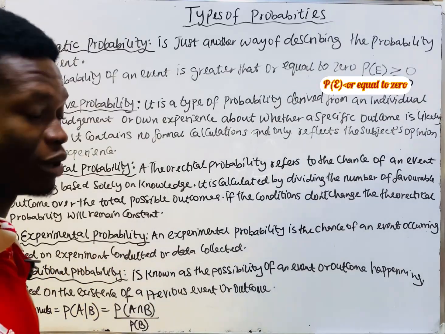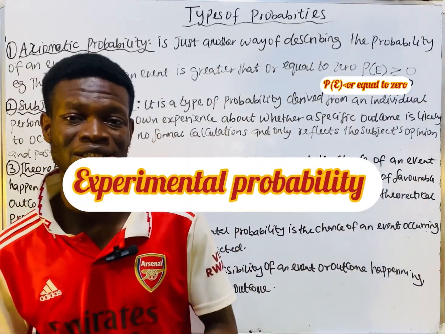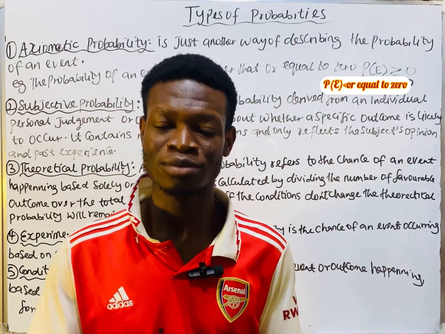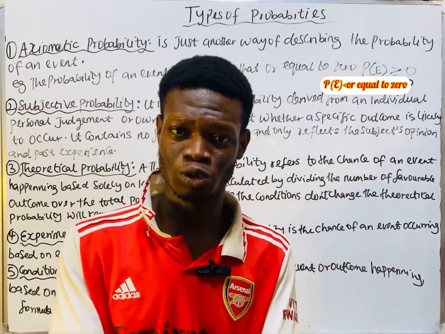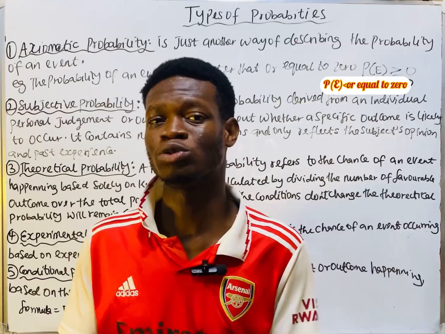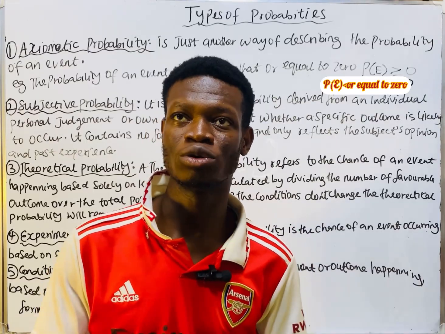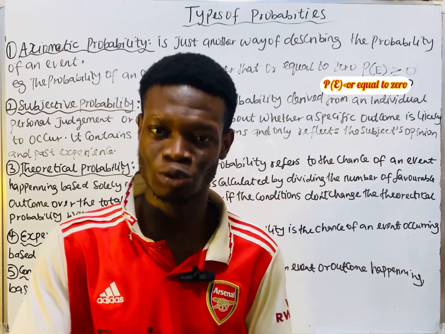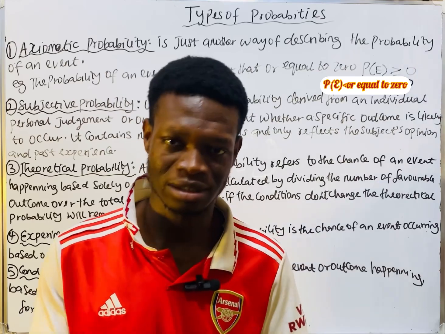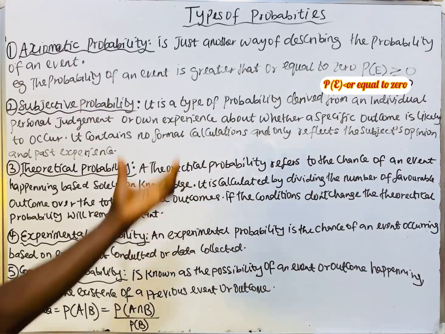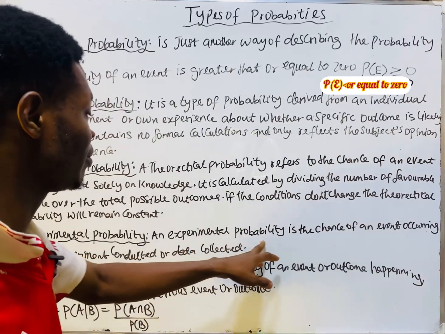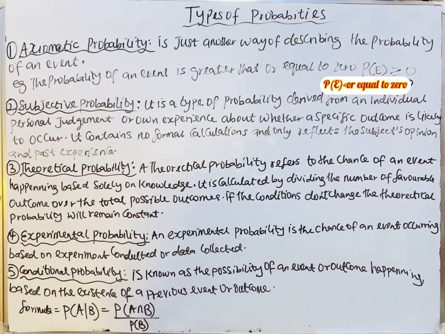So let's go to experimental probability. What is experimental probability? It is a type of probability where you perform experiments. You just don't assume. You perform a series of experiments to know that this event will happen. You need to perform some experiments, do some calculations, solve it, and get your values. We are still going to bring examples of all these. Experimental probability is the chance of an event occurring based on experiments conducted or data collected.